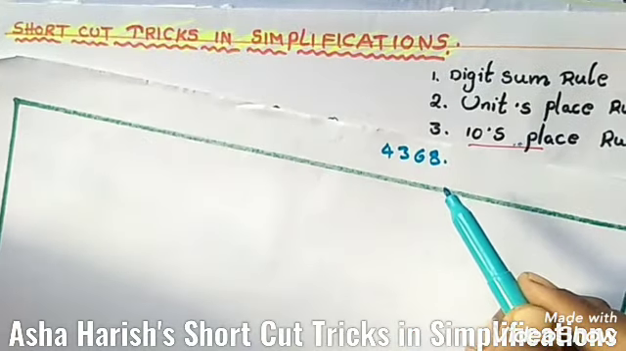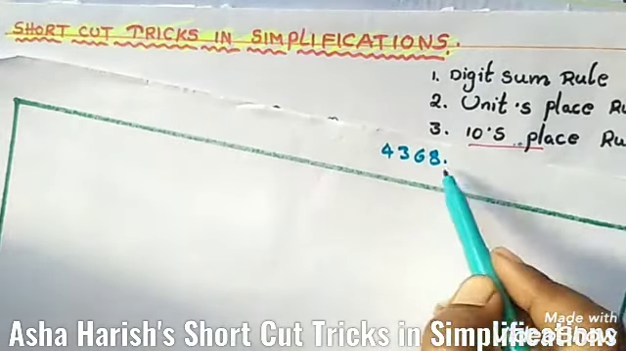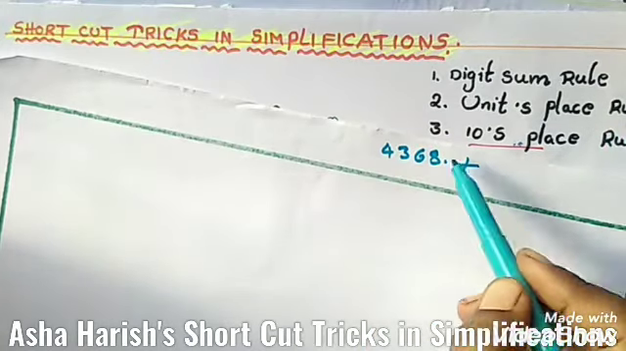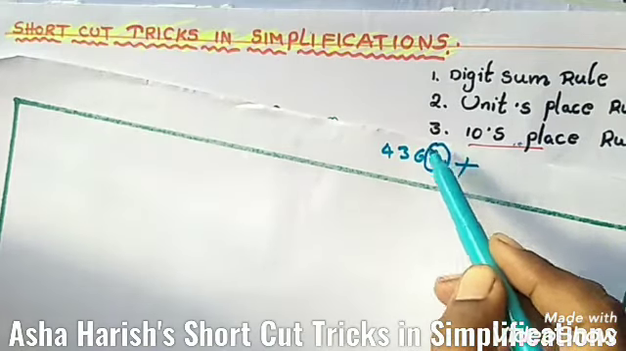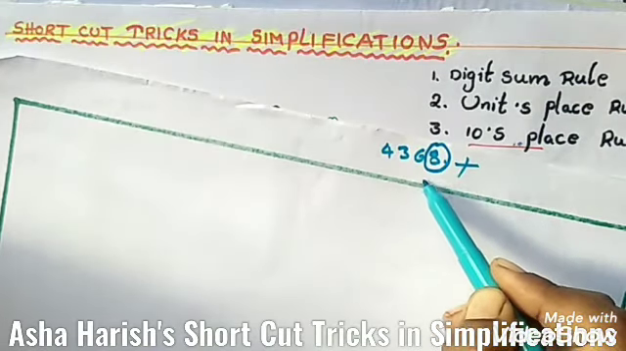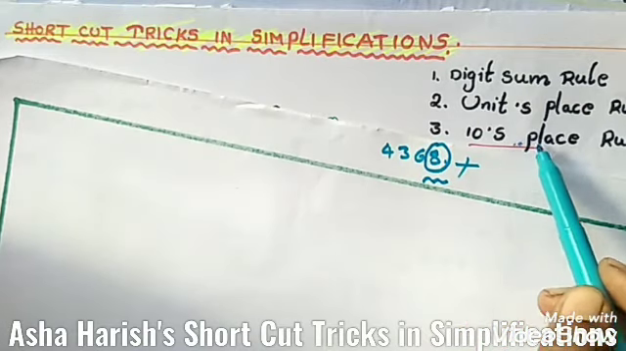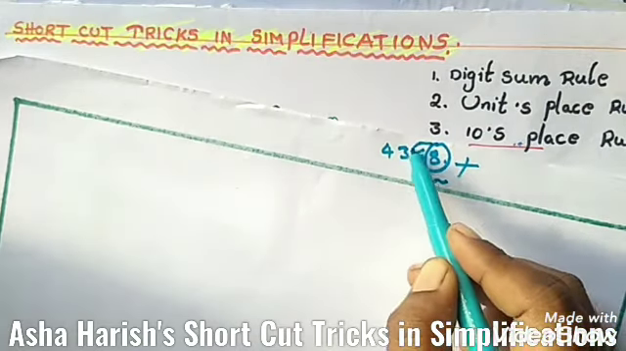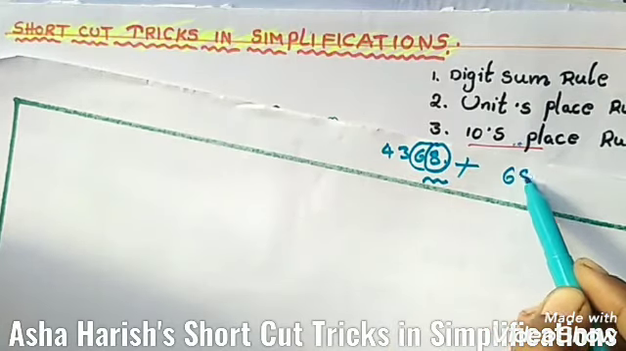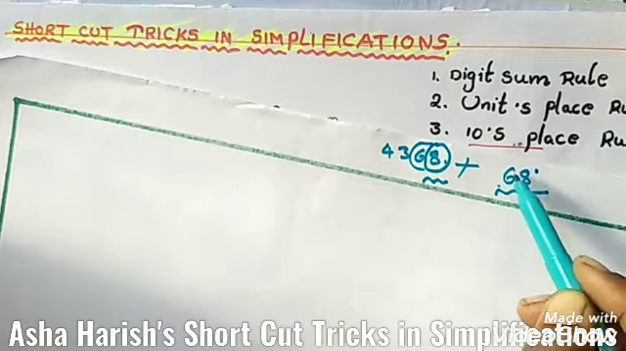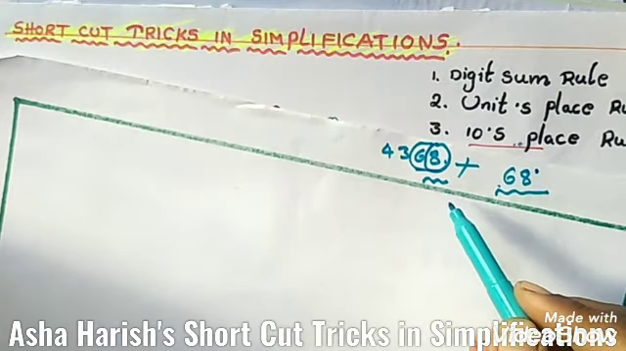For this number, the digit sum rule means you have to add all the digits, and the units place rule means you consider the units place digit, the digit in the ones place. Now the third rule is the tens place rule. In the tens place rule, you consider the ones place number and the tens place number also, so the last 2 digits you have to consider.